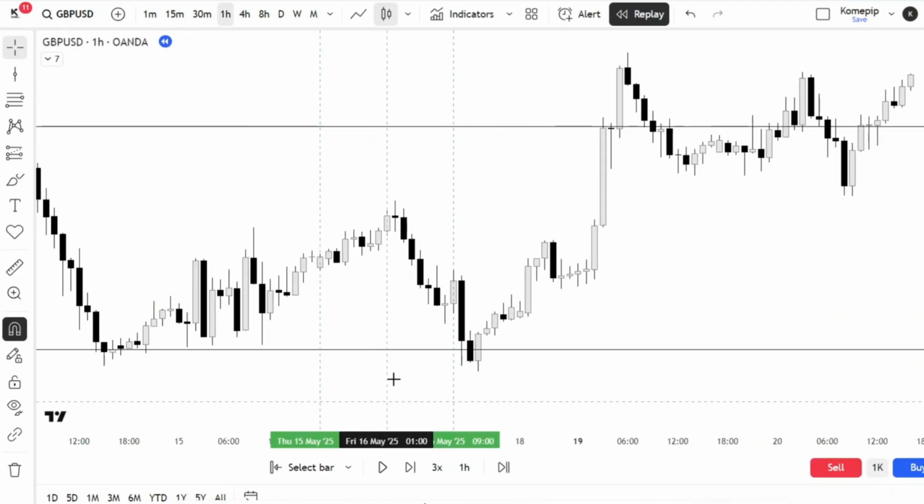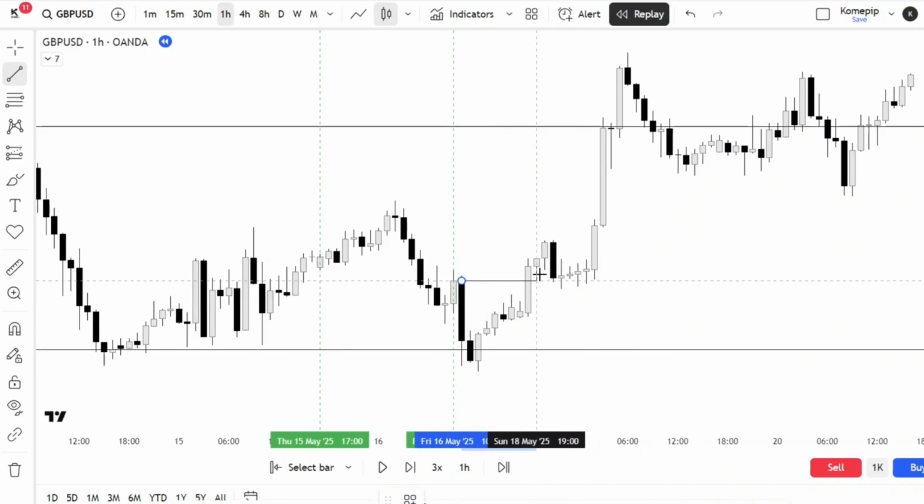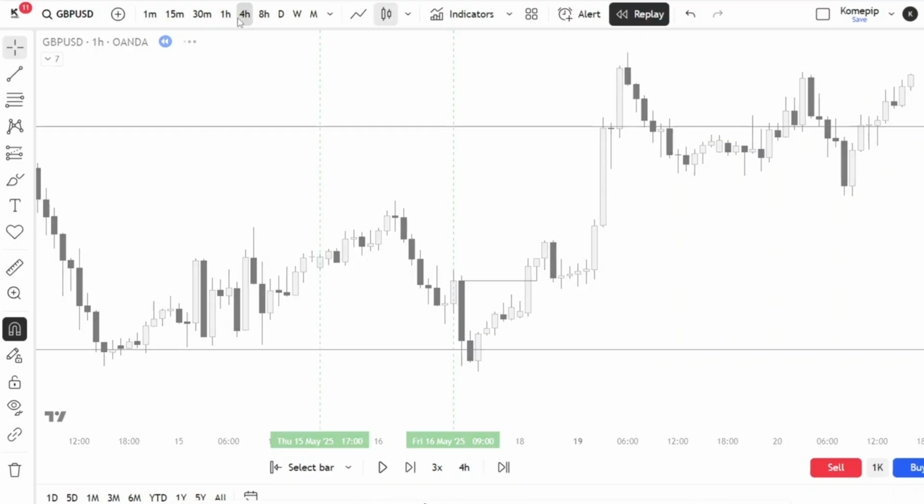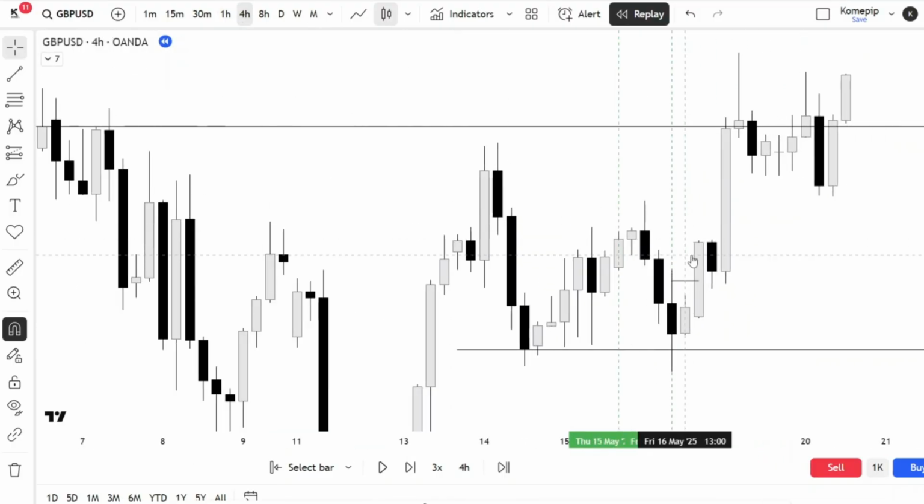Let's see, can we confirm? Of course, we actually did. Look at the break of structure there. What does that imply? It implies that we are bullish. But let's go back to our 4 hours. I just used that to explain things to you.